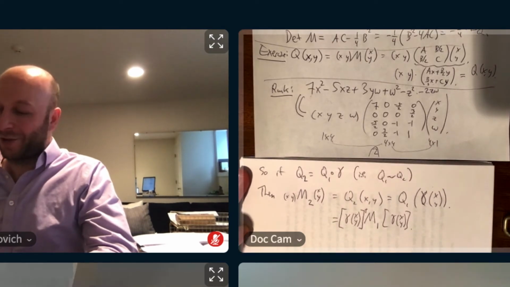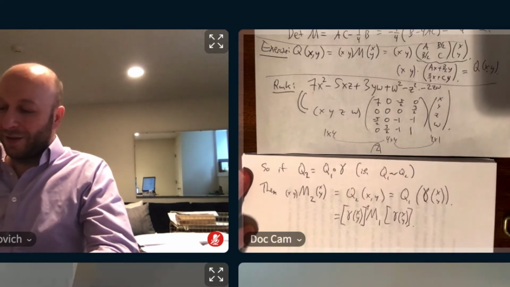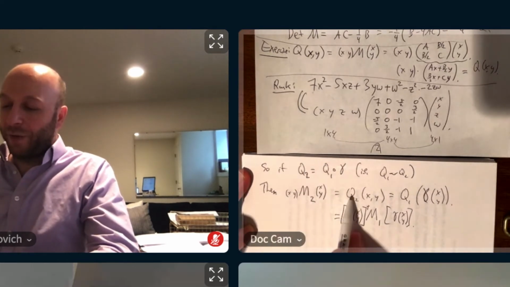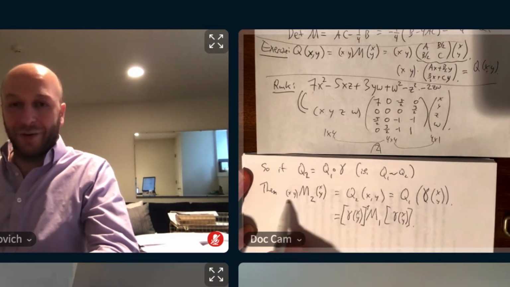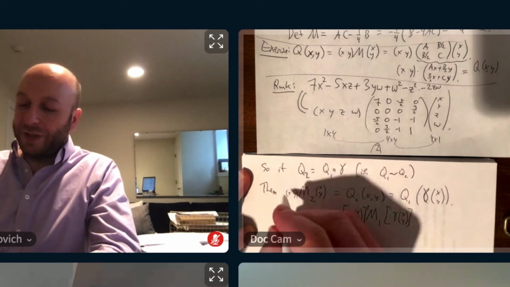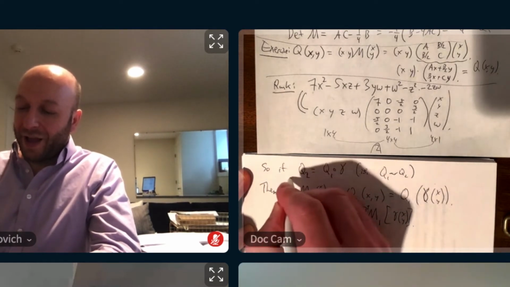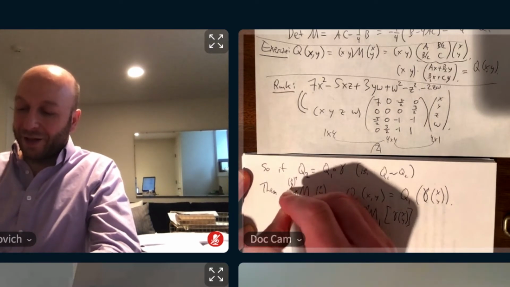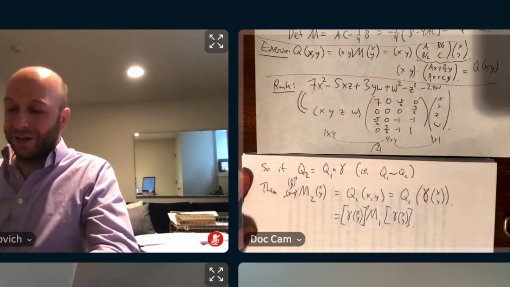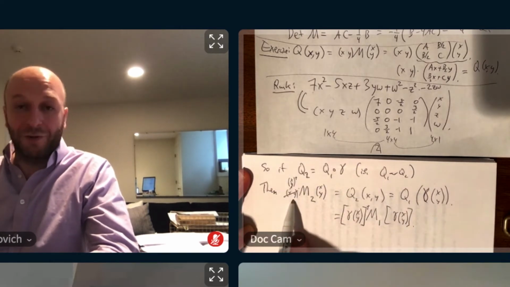No, I lost you, Ray. So let's see. Are you happy with writing Q2 of xy as M2 of xy and M2 of xy? Let me replace this by xy transpose. Maybe that'll make it a little bit more clear. So I have the column vector xy transpose. The transpose is just the row vector.